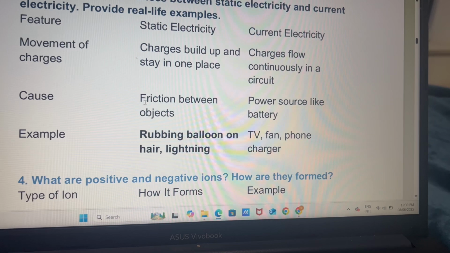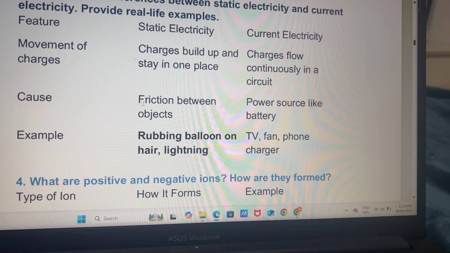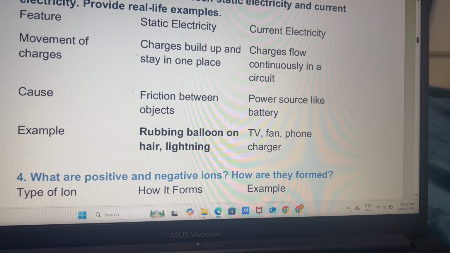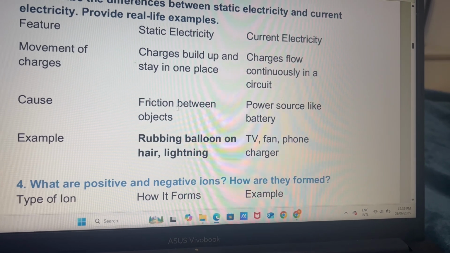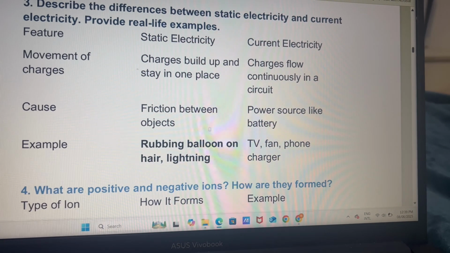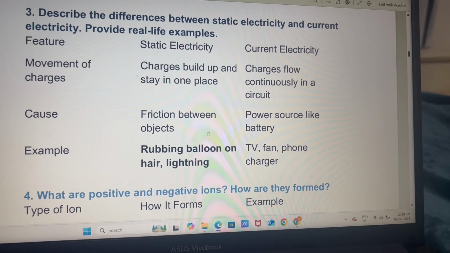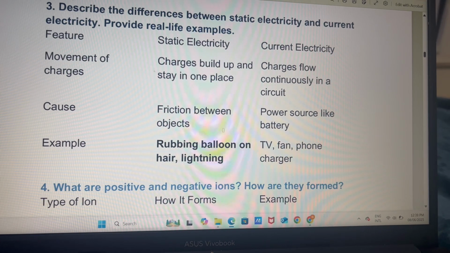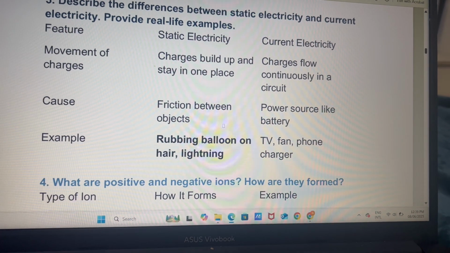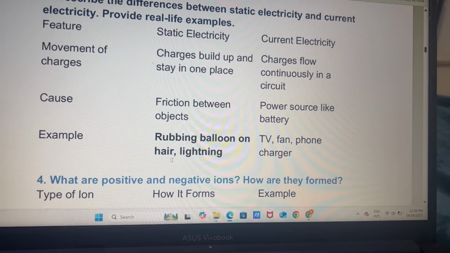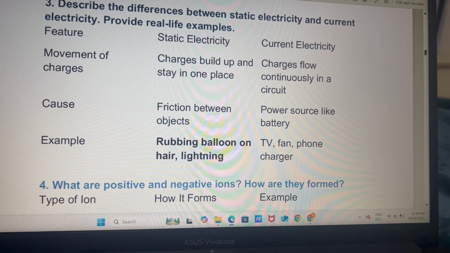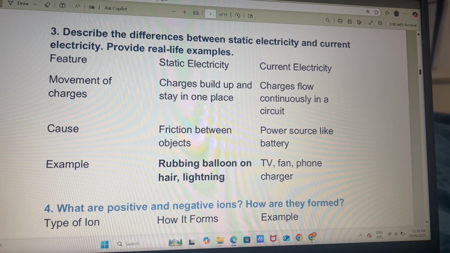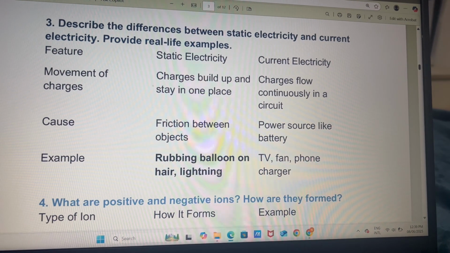It's because of the charges building up on an insulator, and it's caused by the friction between objects. Like you rub the objects together and take the static electricity, take the charges from one object to another, like rubbing balloons on your hair. Or lightning, a very natural, easy example of static electricity, lightning.